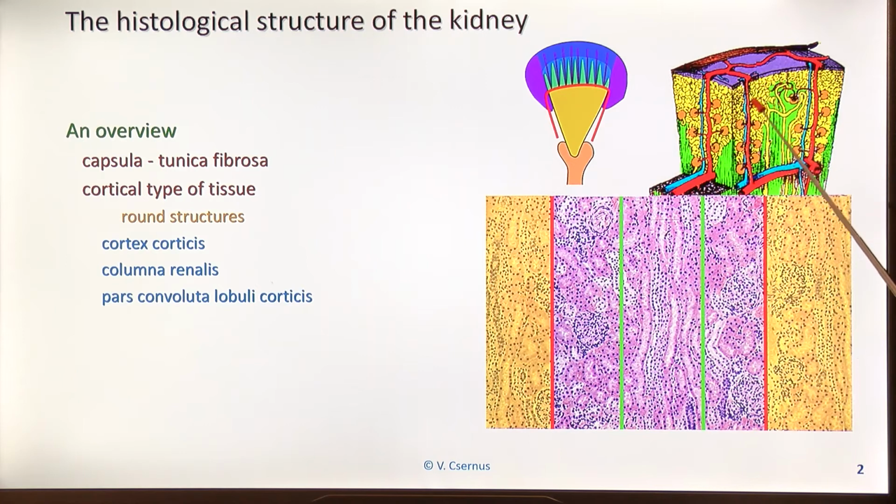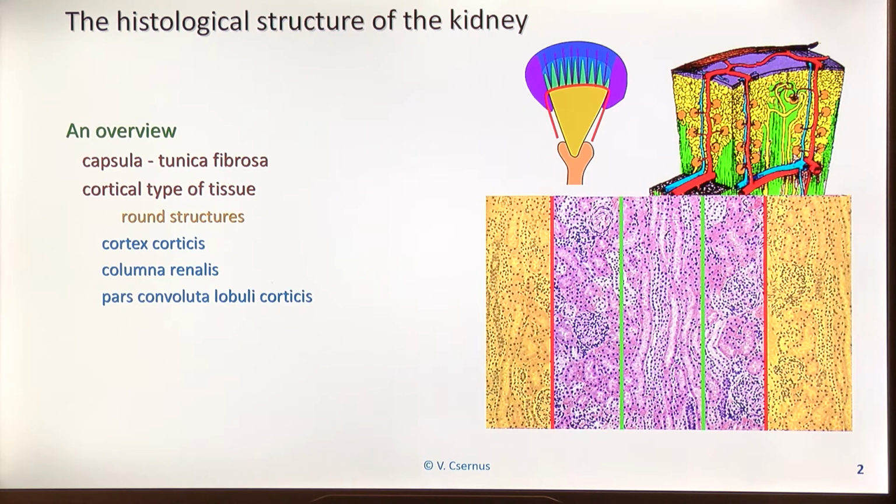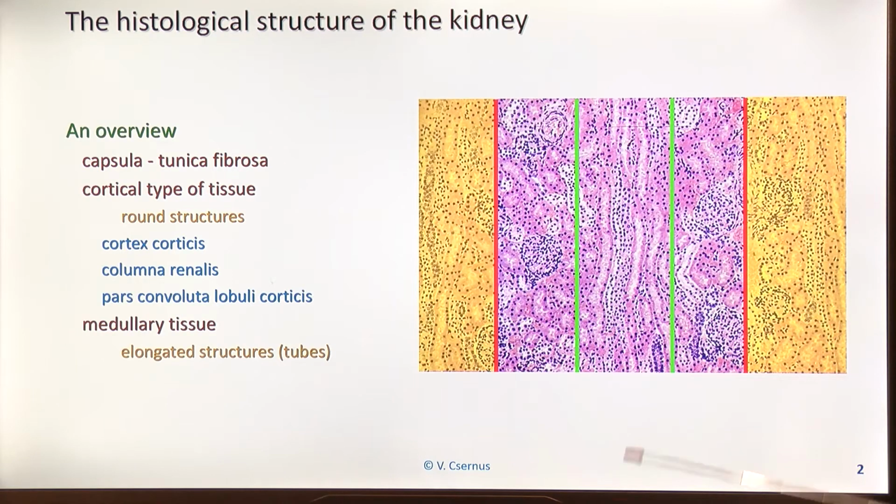Here we have the renal lobule, and the external parts of the renal lobule, which is what we name the pars convoluta lobuli cortices, also contain cortical type of tissue. The other type of tissue contains elongated structures, and this is what we name the medullary tissue because it's predominantly located in the medulla of the kidney. These are located in the middle part of the renal lobule.